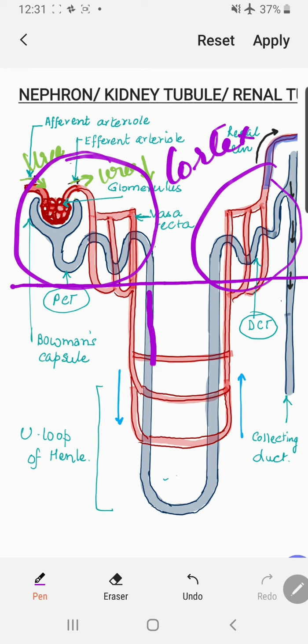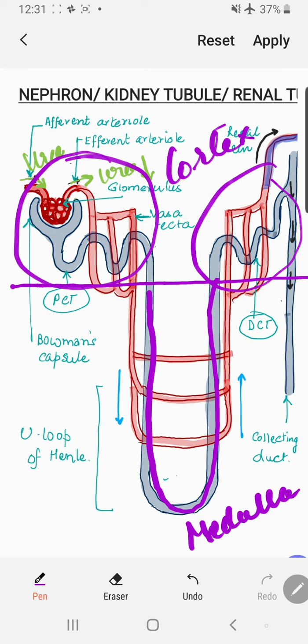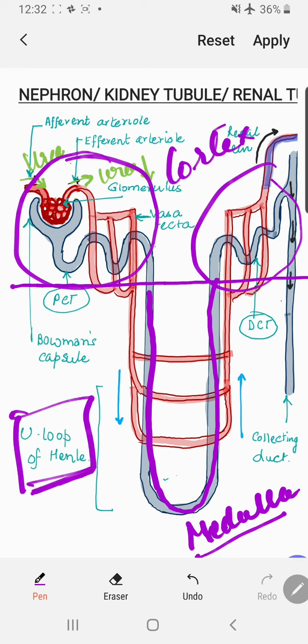But when you talk about the loop of Henle, this loop of Henle extends into the renal medulla. Just understand this much: if you are asked to write the location of a nephron, you say it is present in the renal cortex. But if you are asked the location of the loop of Henle, understand what they are targeting, that you might not know. Loop of Henle extends into the medulla. So you will not write renal cortex if the location of loop of Henle is asked.